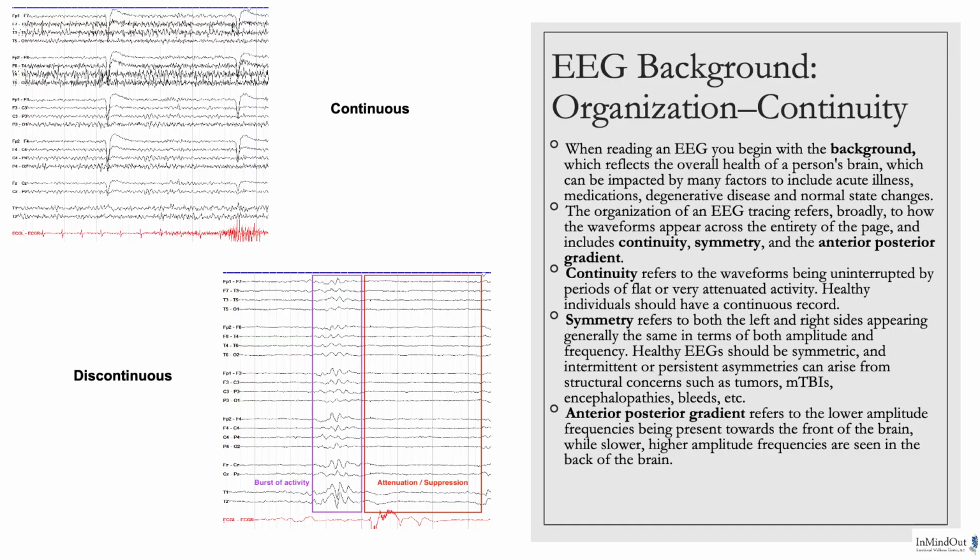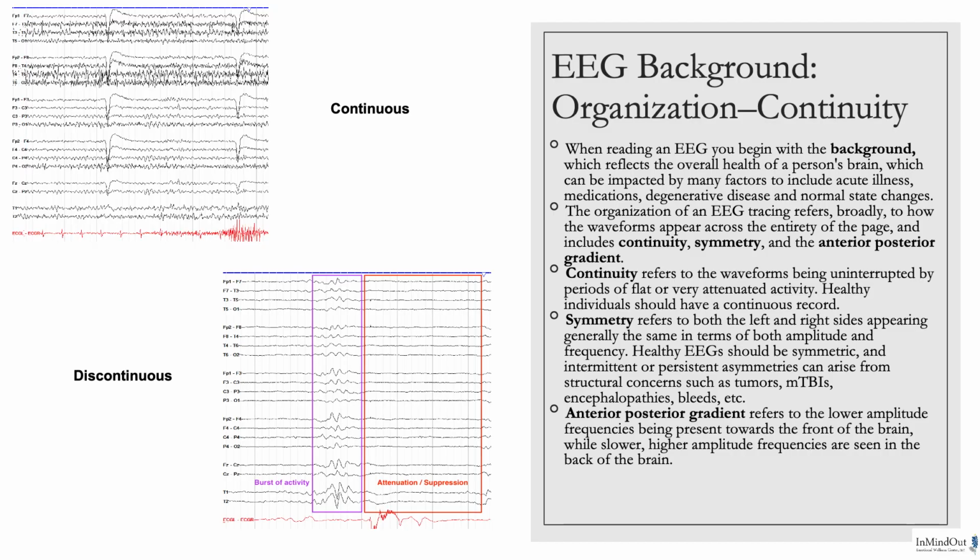The organization of the brain includes various different aspects. It includes continuity, symmetry, and the anterior-posterior gradient. And I'll go through those one at a time. Continuity: we want the waveforms to be uninterrupted by flat activity or attenuated activity. And that's what we should see in healthy adults. We should see a continuous EEG.